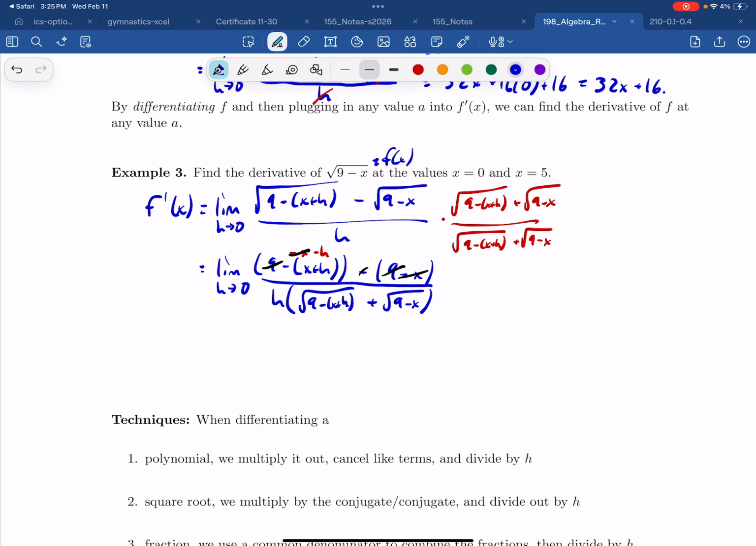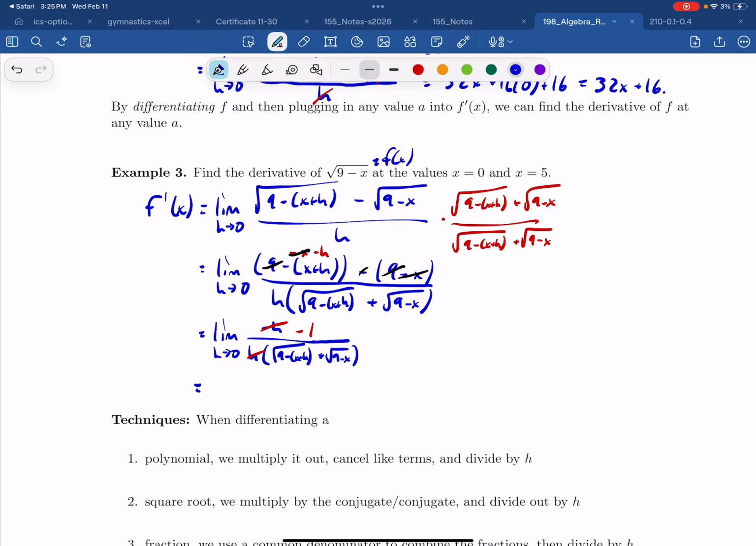So just to be clear, we have on the bottom the limit as h approaches 0 of negative h all over h times, again, this lovely mess. Okay. And at this point, we can cancel out the negative h. Remember, it's -1 on the top. Just be a little careful about that.